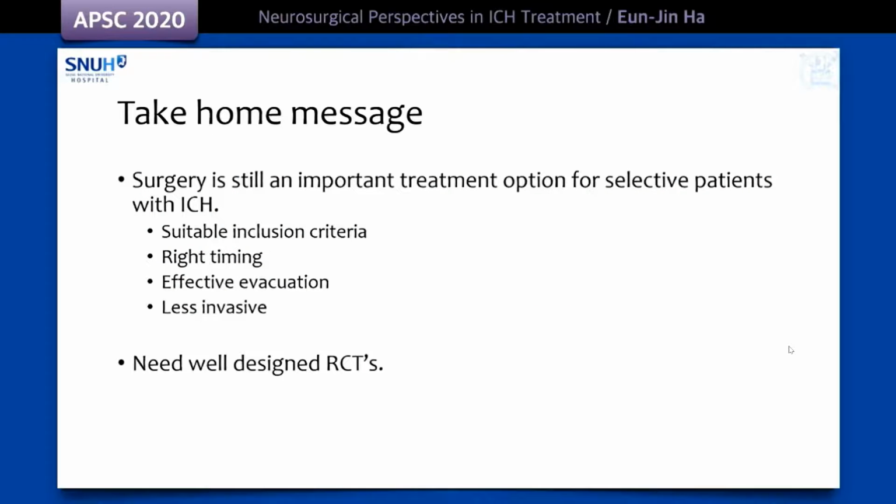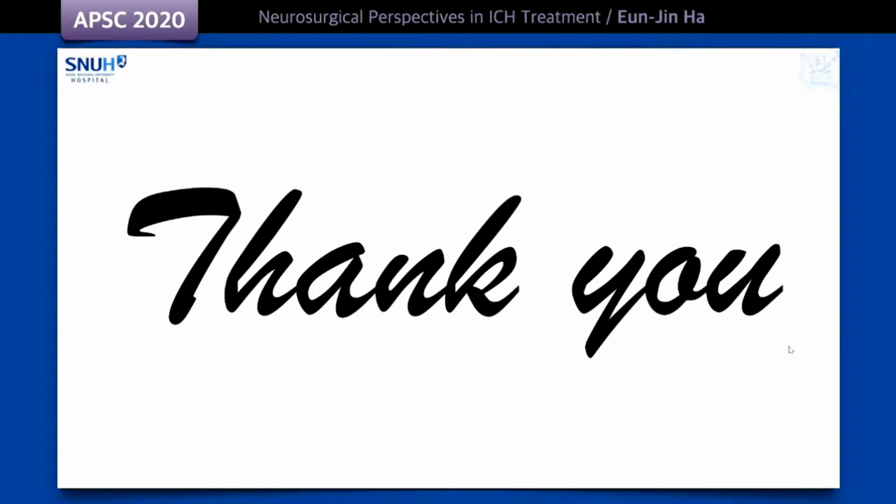In conclusion, surgery is still an important treatment option for selective patients with ICH. We need properly designed studies to demonstrate the value of surgery. Thank you for listening.